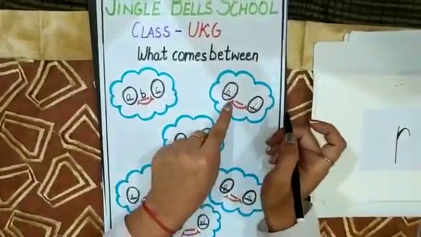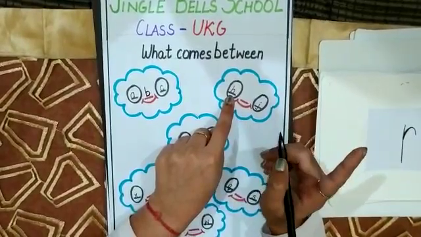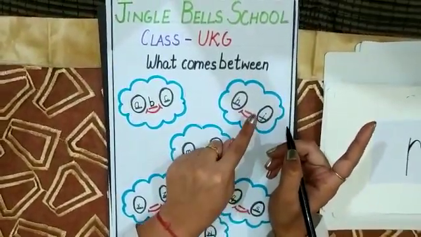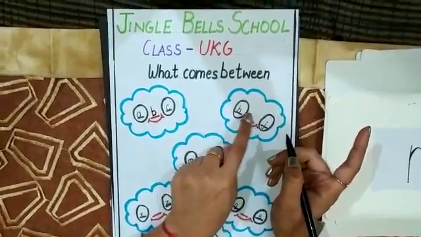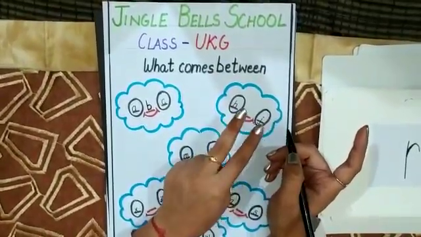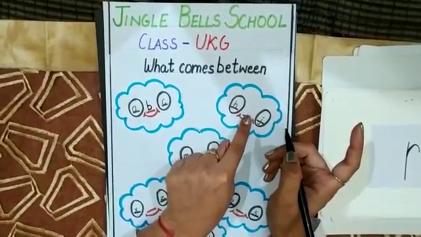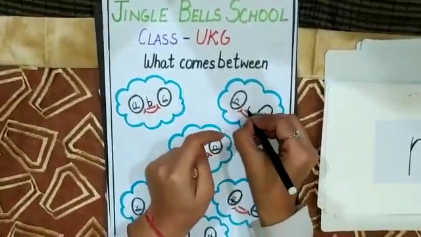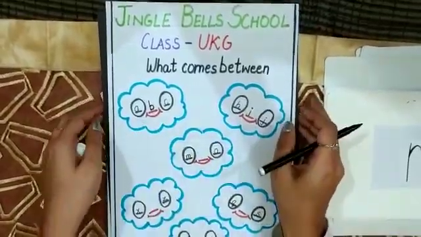Now look here. Here one letter is written H ka hand. Another letter is written J ja jug. Now tell me what comes between the two given letters. Two letters are given to you and one letter you have to fill. After H, what will come? H, I, I ice cream.